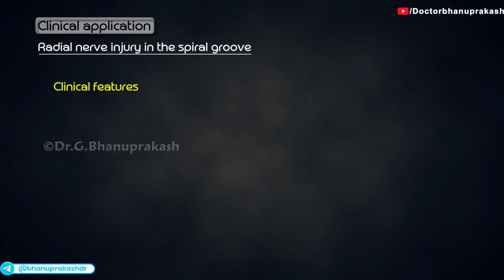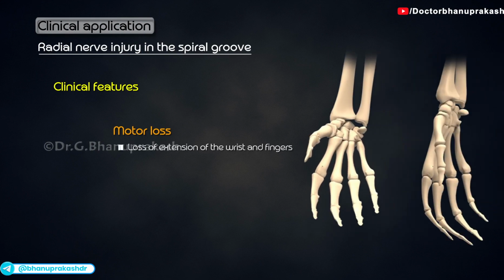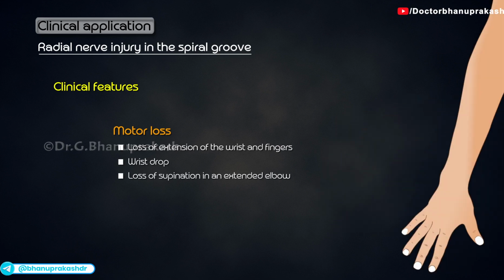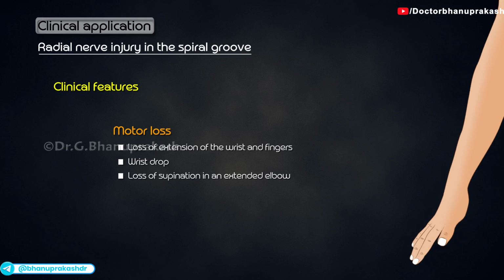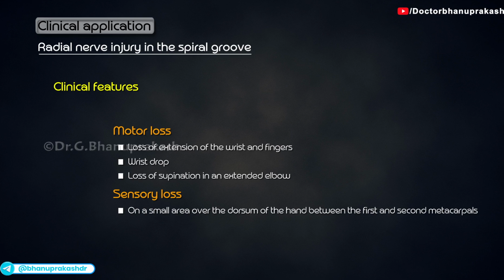Characteristic clinical features here are motor loss, loss of extension of the wrist and fingers, wrist drop, and loss of supination in an extended elbow. Sensory loss on a small area over the dorsum of the hand between the first and second metacarpals.